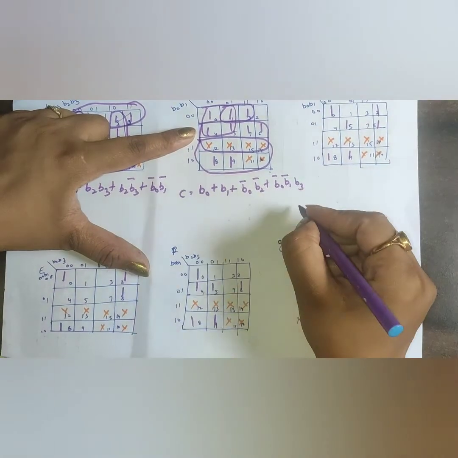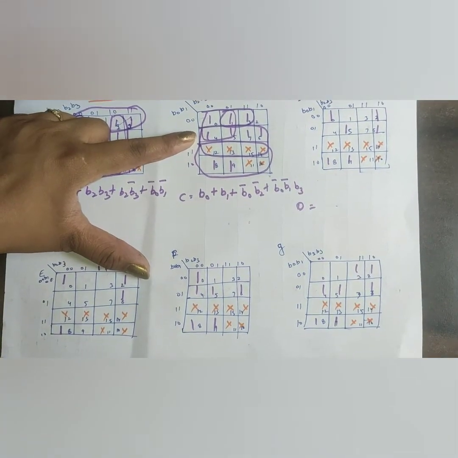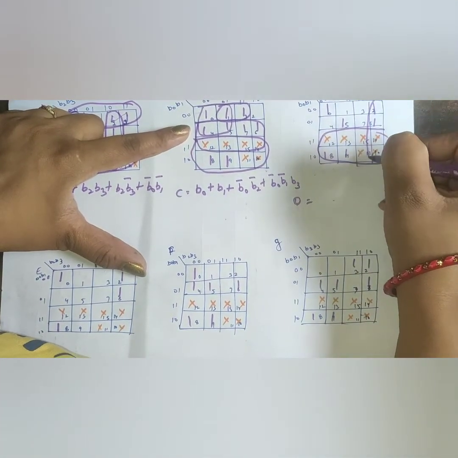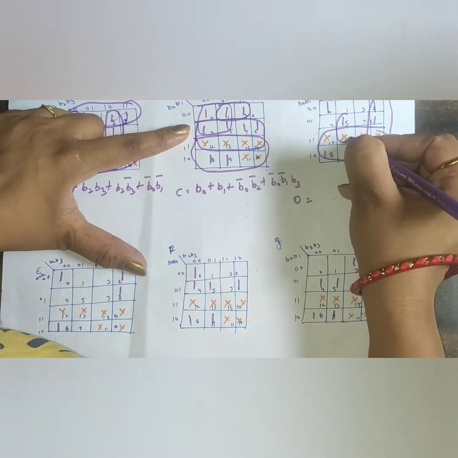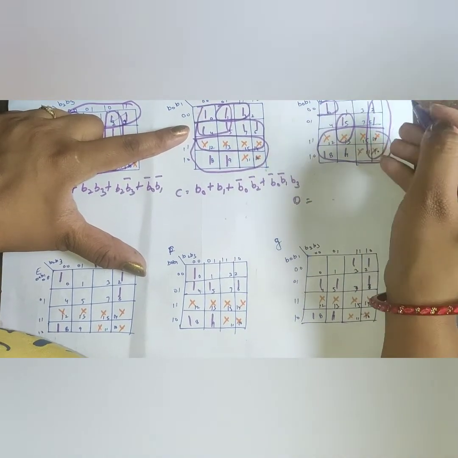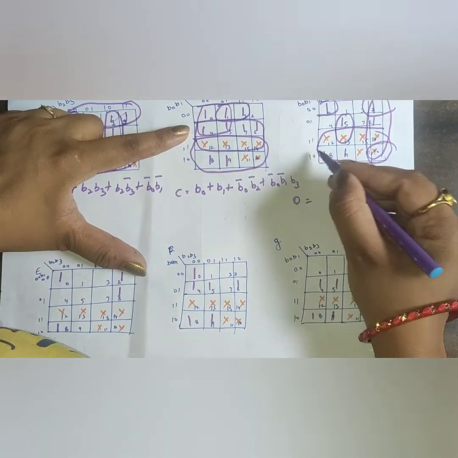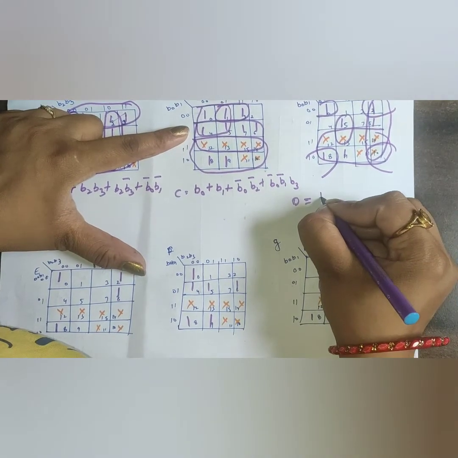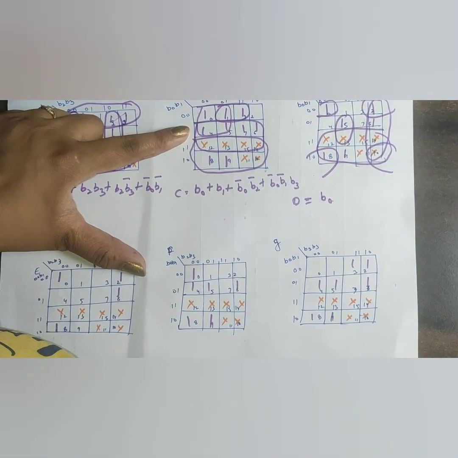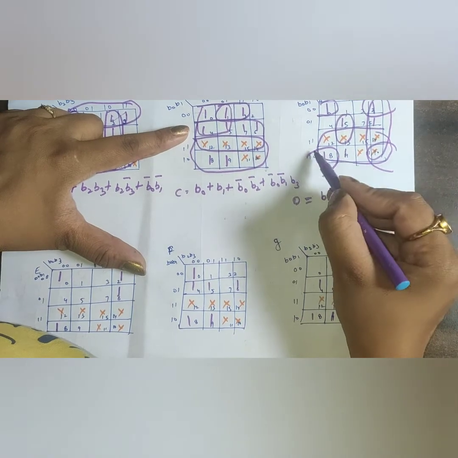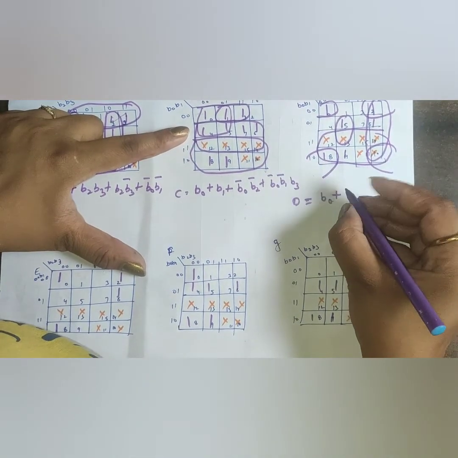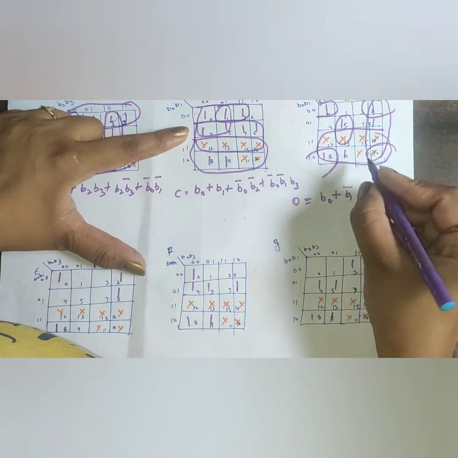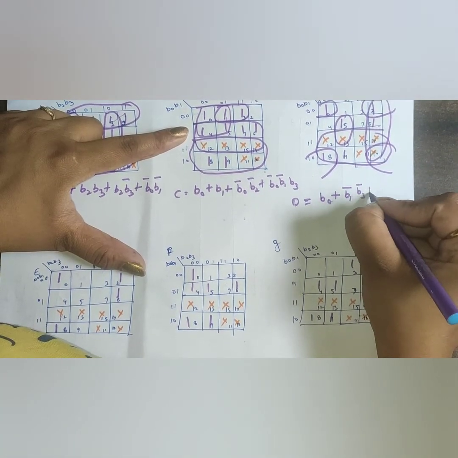Okay. Now for D. D you can make groups like this. This can make like this. This will be like this, and this can make like this, 4 corners. Okay. So D will be for the 8 group. You have only B0 plus. For this 4 corners you have B1 bar, and here to here you have B3 bar plus.